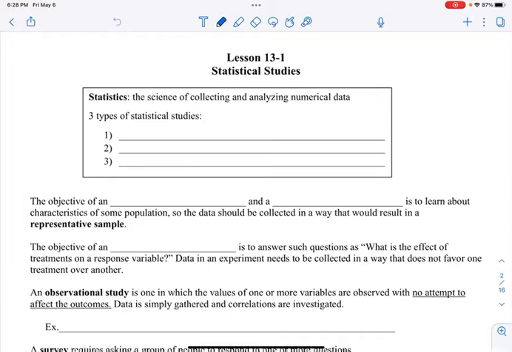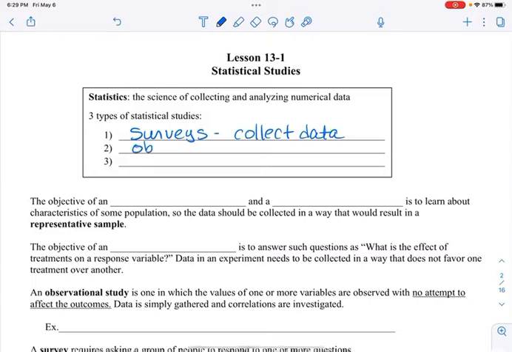There are three types of statistical studies that you can do. Surveys, where you're going to collect data. You might have seen people in the mall with a clipboard, and they ask you to stop and answer a survey and answer some questions. People might call your house at night to ask you to answer a survey.